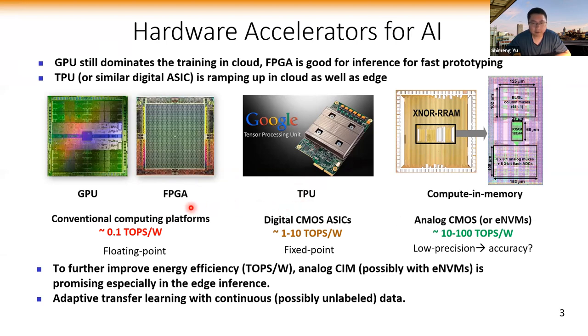If you look at those different platforms, we can quote the energy efficiency, which is essentially the throughput divided by the power, in terms of tera operations per second per watt, TOPS per watt. The GPU or FPGA can reach up to about 0.1 TOPS per watt. Digital ASIC solutions like the TPU or variants of the TPU can reach about 1 to 10 TOPS per watt. If we want to further boost the energy efficiency, especially for edge applications where power is constrained, then we want to utilize analog design techniques to perform computing-in-memory.